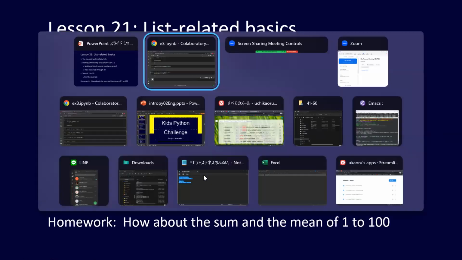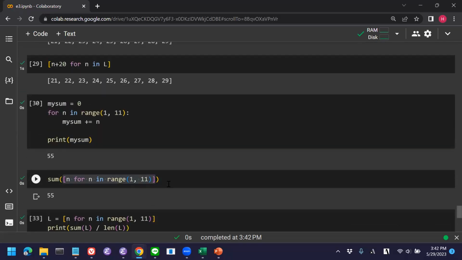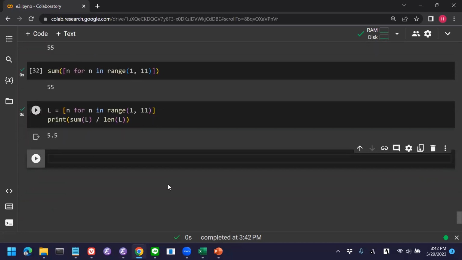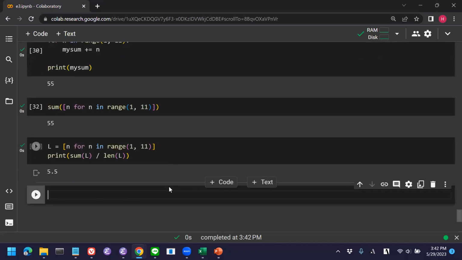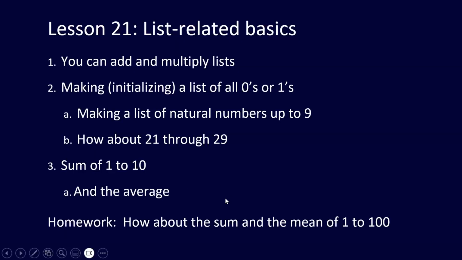Now you are familiar with many techniques related to lists. Of course, there are many more. You can check that yourself. Okay, homework. How about the sum and the mean of 1 through 100? So easy. And I hope you can find a story about the genius Friedrich Gauss.